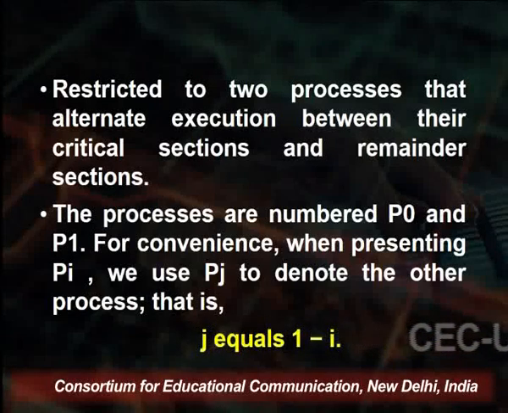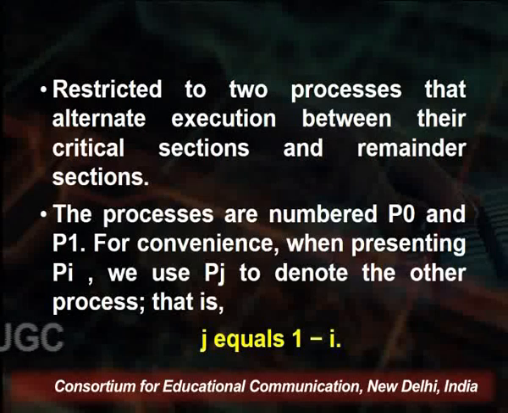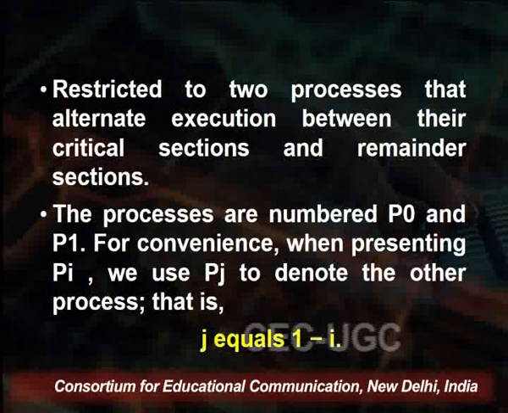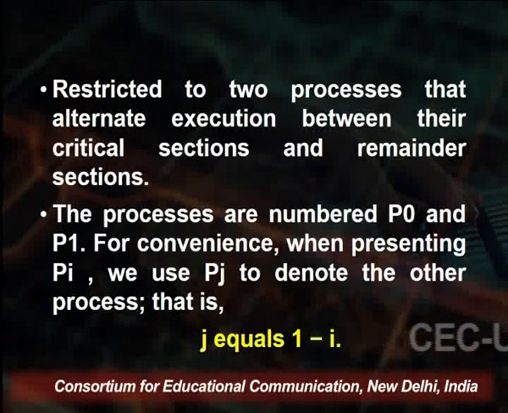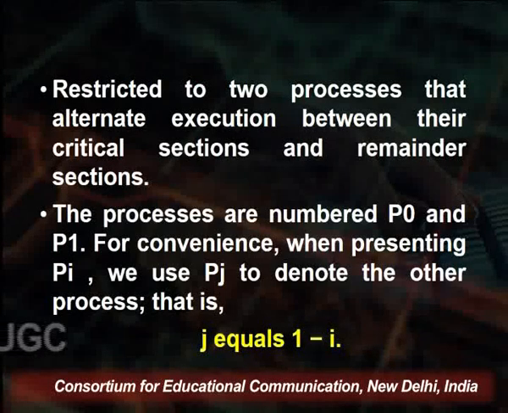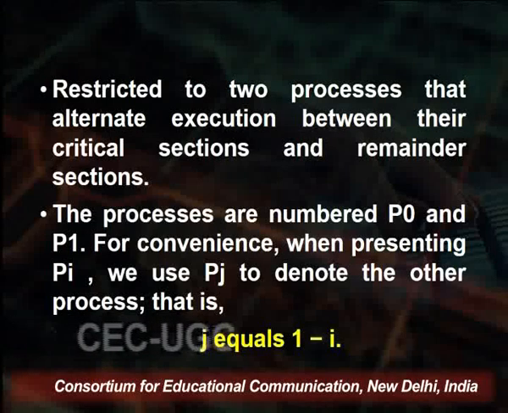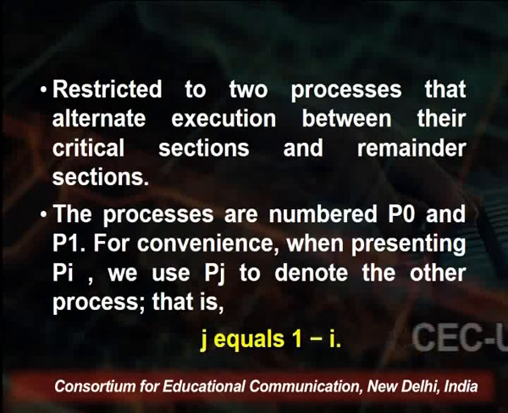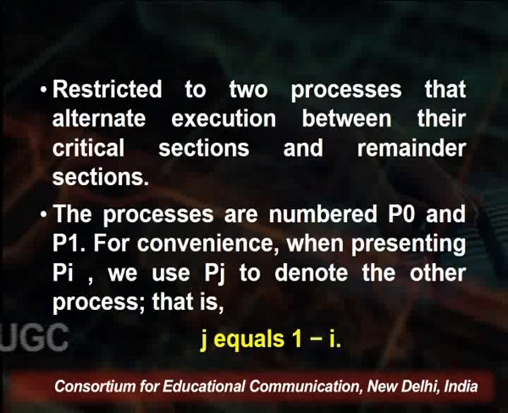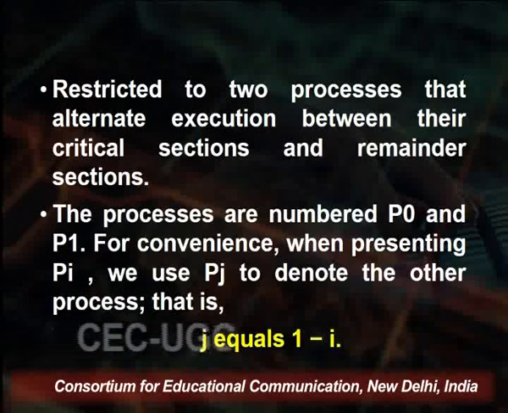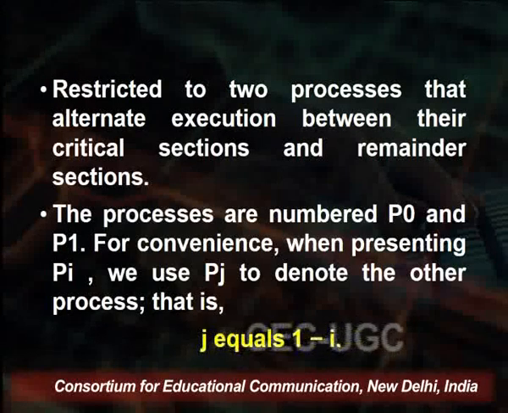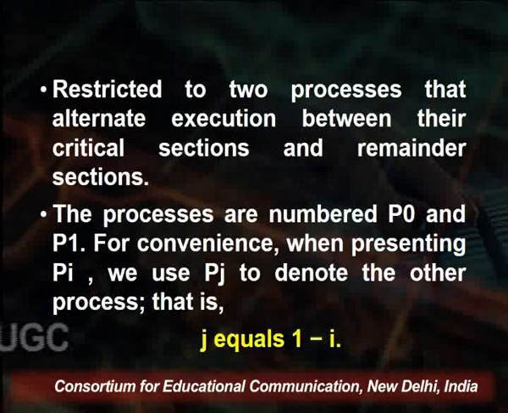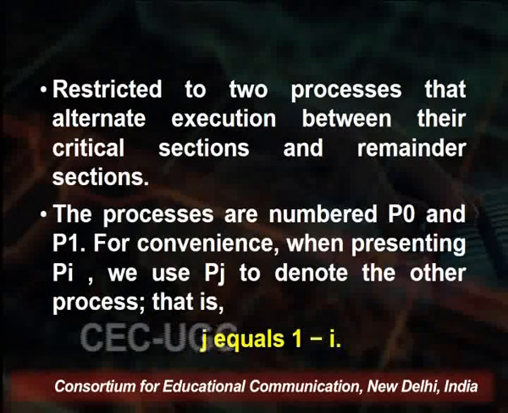Now let us say these processes are numbered as P0 and P1, or for example we can say Pi and Pj. These are the two processes that are executing in alternate mode between critical section and remainder section. So we are going to use j equals 1 minus i. For convenience we are presenting Pi, and we need to denote Pj, where j equals 1 minus i, and here we are talking about only two processes. So that's the biggest restriction here.